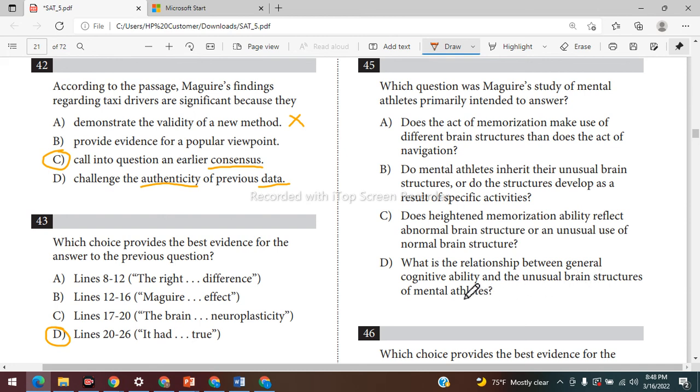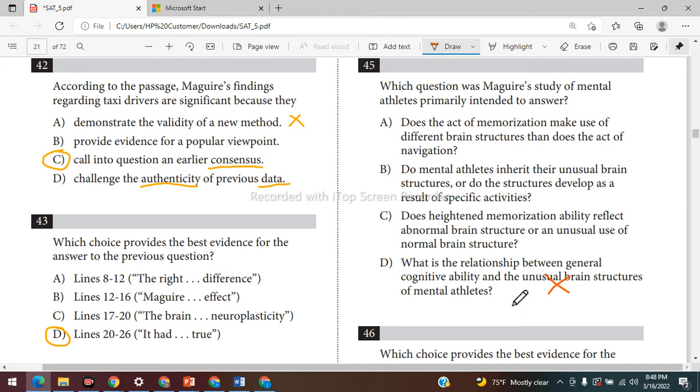Okay, so it says, what is the relationship between general cognitive ability and the unusual brain structures of mental athletes? Remember, they didn't know if the mental athletes had unusual brain structures. So we can't say that their study was to show the relationship between general mental ability and the unusual brain structures of mental athletes. We can't say that because they didn't know if the athletes had unusual brain structures.